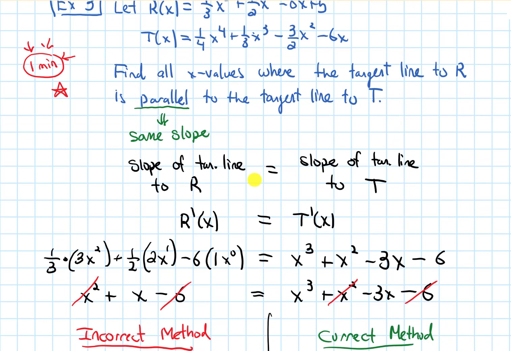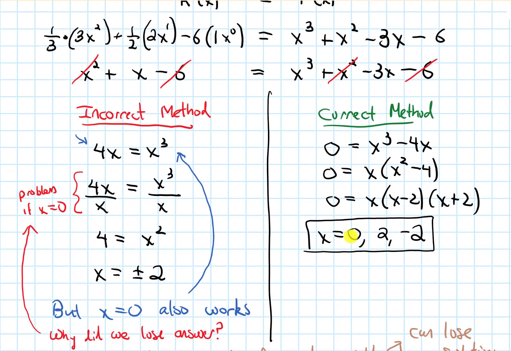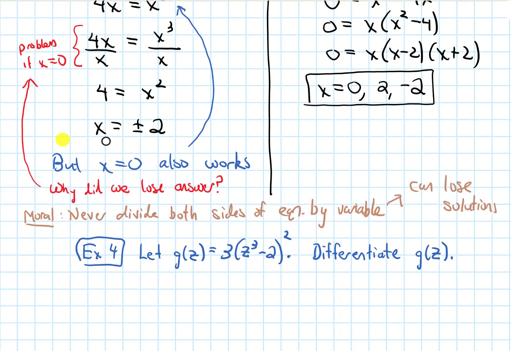Remember, the problem wanted me to find the x values where the tangent line to r is parallel to the tangent line to t. We set the derivatives equal, because those tell me the slopes of the tangent lines. And I figured out all the x values where those derivatives are equal. All right, let's do another example.